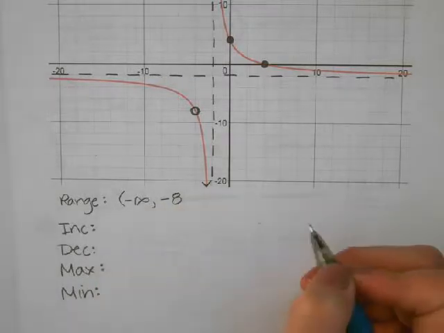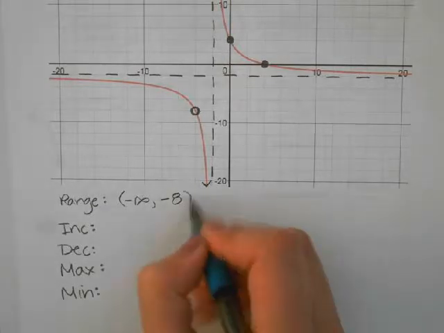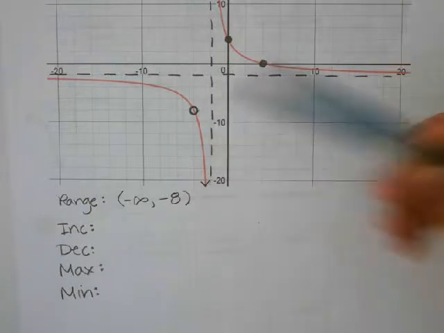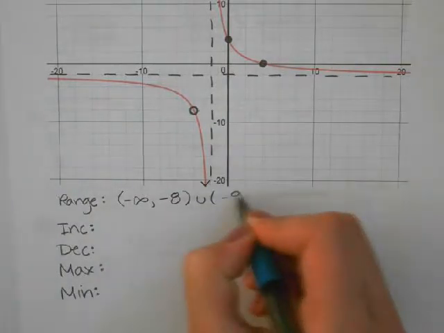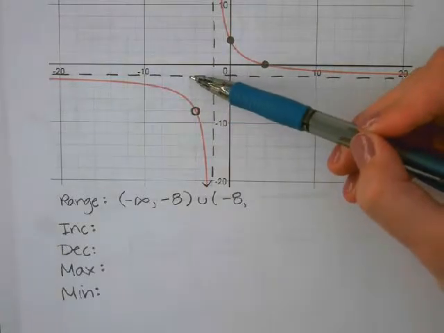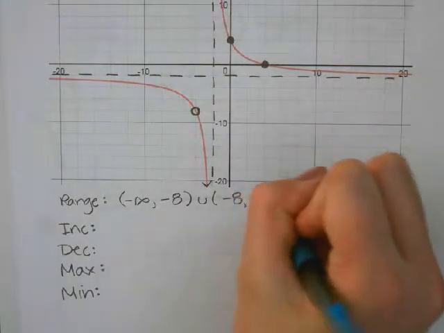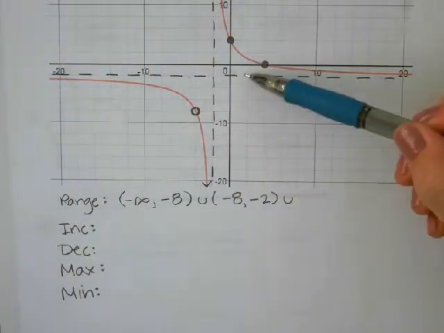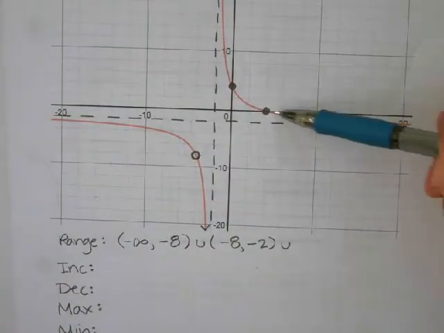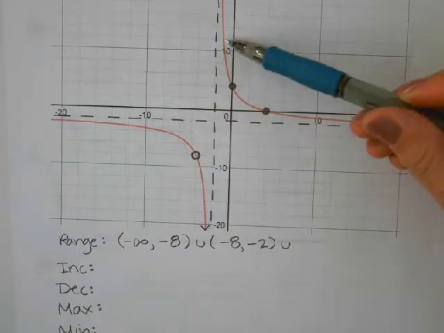Negative 8 is the y coordinate. Am I including that? Should I put a bracket there? No. All right, so negative infinity up to negative 8. We skip negative 8. Negative 8 to what number? We go up, we go up, we go up. Oh, we hit the asymptote. What's the asymptote at? Negative 2. And then when we get on the other side of the asymptote, we're using this curve now. We got negative 2 to 0, to positive 2, to positive 4, to positive 6, positive 8, 10, 12, to infinity.